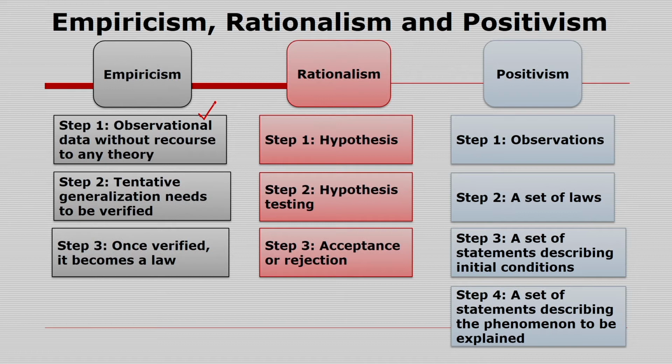We start with observational data without recourse to any theory. In rationalism, we start with a hypothesis, and in positivism, we start with observations. In empiricism, we tend to provide a tentative generalization that needs to be verified. In rationalism, we tend to test our hypothesis, whether it is right or wrong. In positivism, we do that with a set of laws.